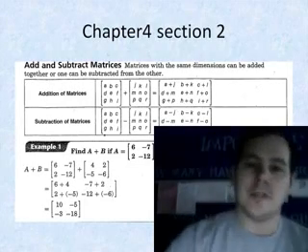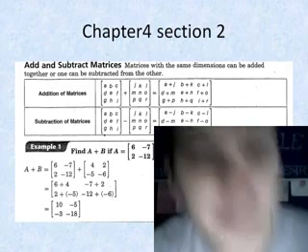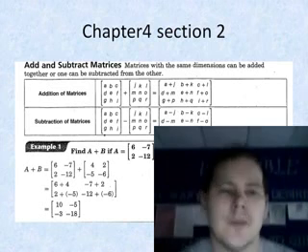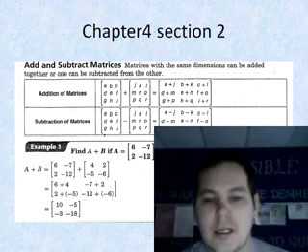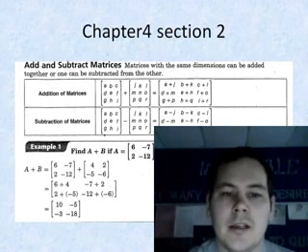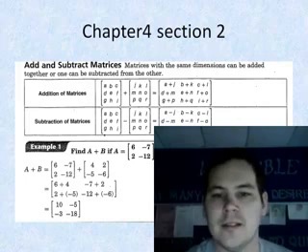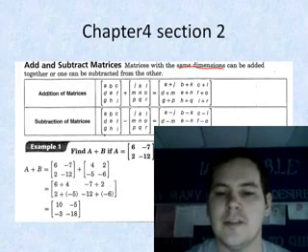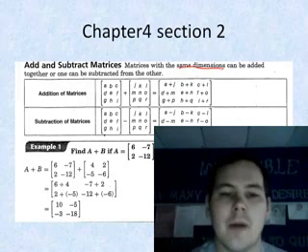Today we start chapter 4, section 2. This is going to be adding and subtracting matrices. Matrices with the same dimensions can be added together, or one can be subtracted from the other. But what we're looking at here is that they must be the same dimensions. If they have different dimensions, this is not going to be possible.